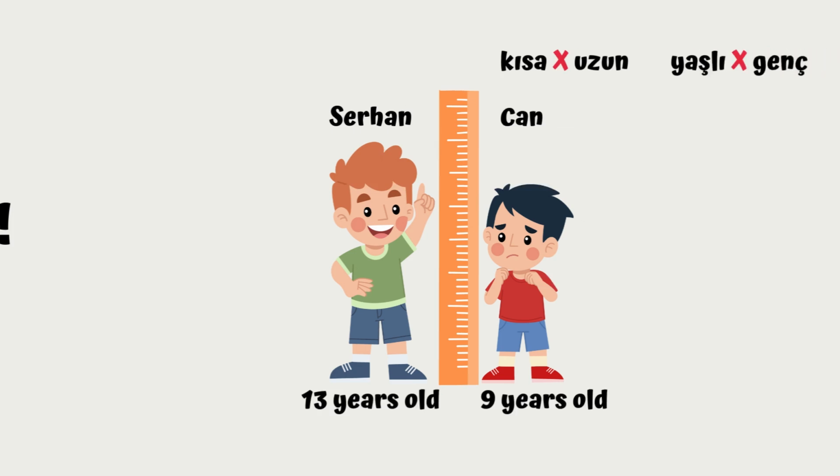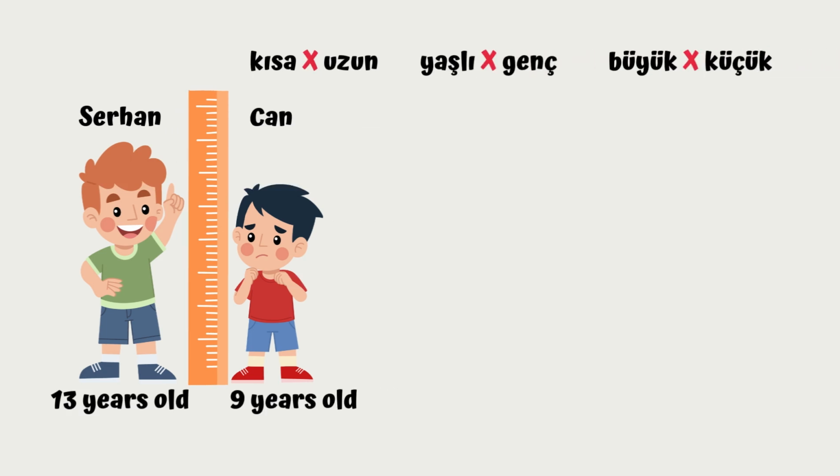Okay, let's practice. So we have another picture. We have Serhan and John. And we're going to use kısa, uzun, short, tall, long, yaşlı, genç, old, elderly and young, büyük, küçük, big, small. So I'm giving you some time. You can pause here, make your sentences, and I'm just going to give you the answers in a second. Are you ready? I'm giving some sample sentences.